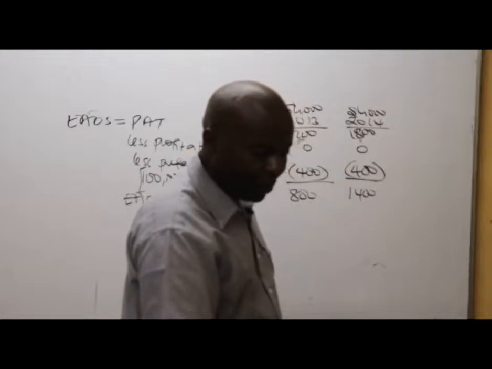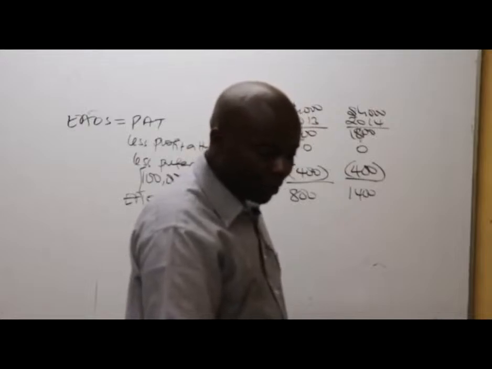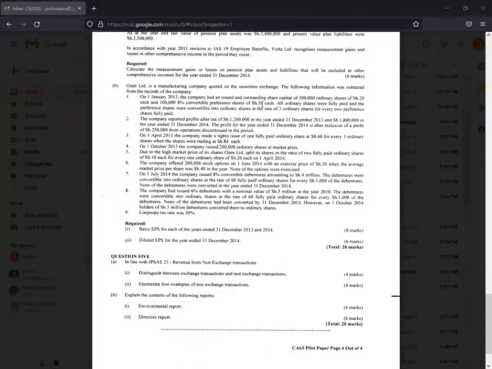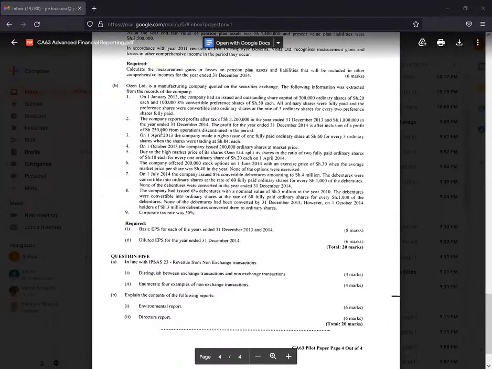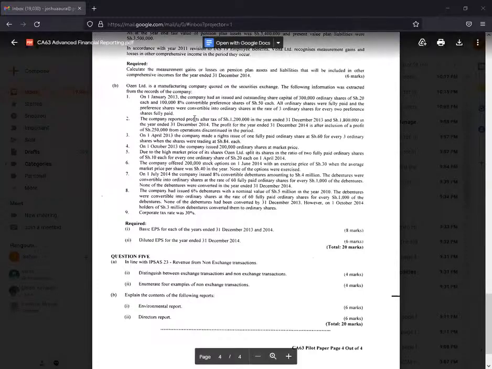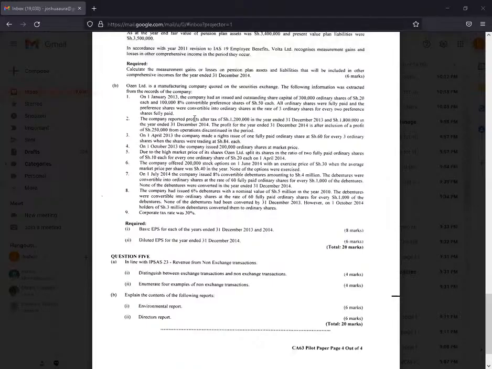How about irredeemable? Not convertible. So maybe if you could read. On 1st January 2013, the company had an issued and outstanding share capital of 300,000 ordinary shares of 20 each and 100,000 8% convertible preference shares of 50 each. All ordinary shares were fully paid and the preference shares were convertible into ordinary shares at the rate of 3 ordinary shares for every 2 preference shares fully paid. But we see we never converted these preference shares.